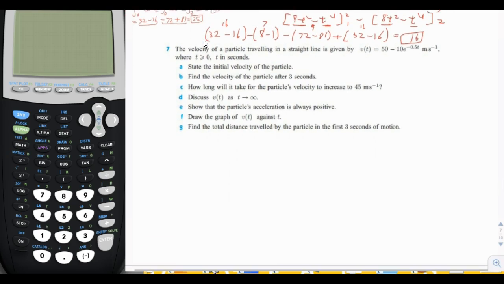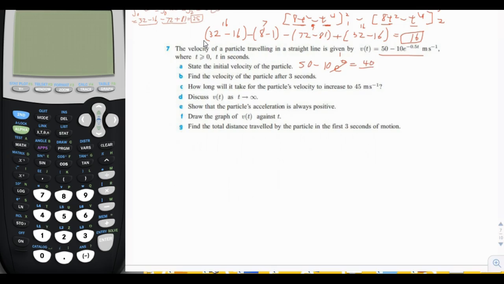Number 7. The velocity of a particle traveling in a straight line is given by this. State the initial velocity of the particle. Okay, that's easy. Remember the initial velocity, you always just put in 0. So we're going to have 50 minus 10 e to the 0. Remember, e to the 0 is not 0, it's 1. So 50 minus 10 is 40. So the initial velocity is 40.